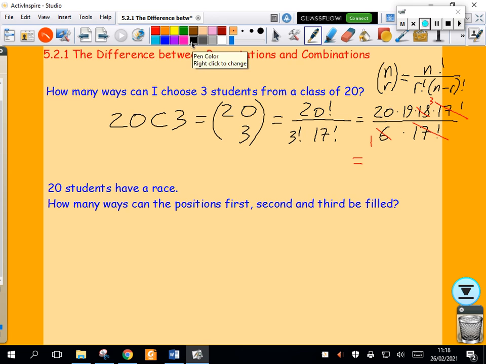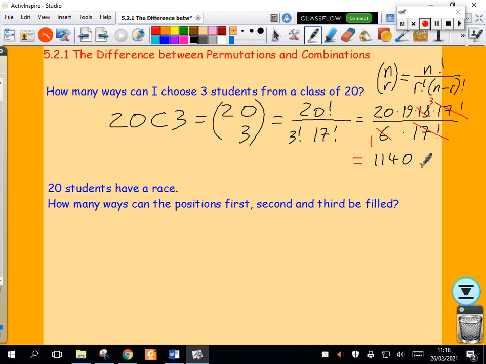Okay. 3 19s, well 3 10s is 30, 3 9s is 27, so 3 19s are 57. Double that, 114 multiplied by 10. 1140. I didn't even need a calculator.